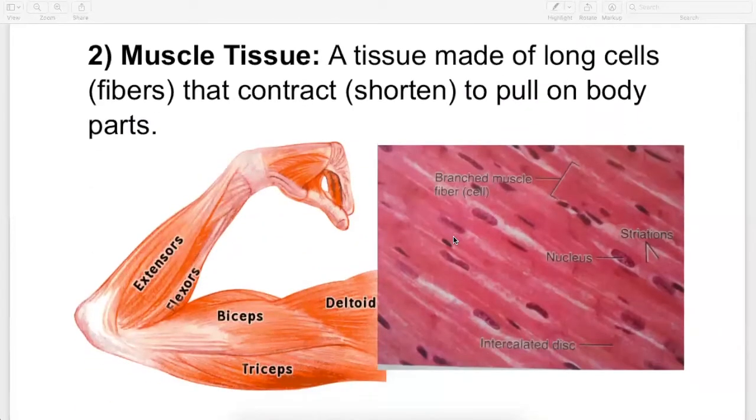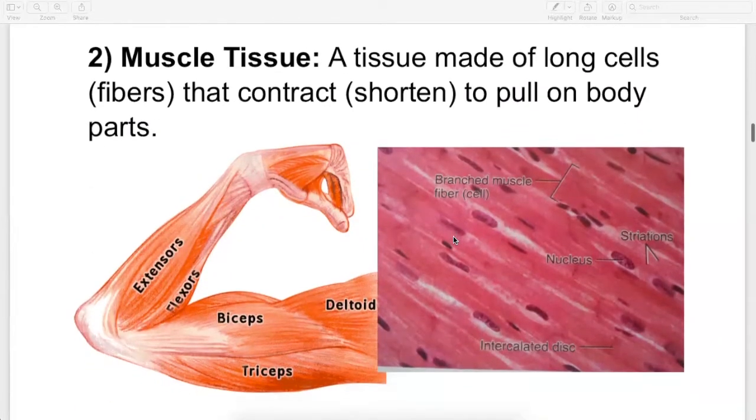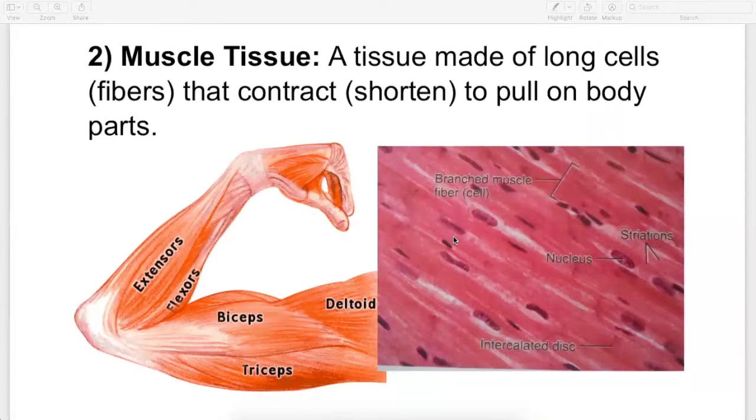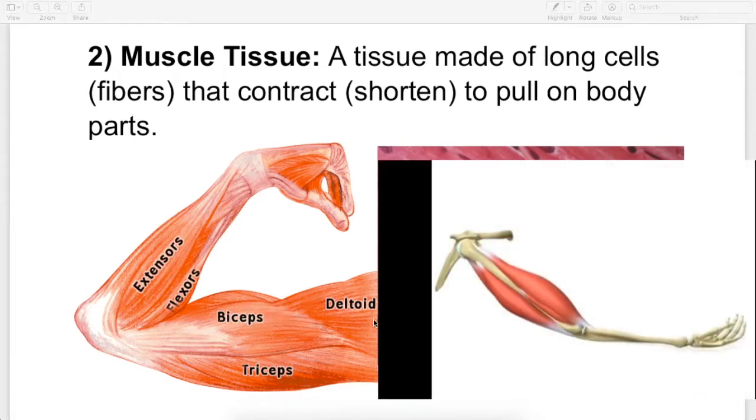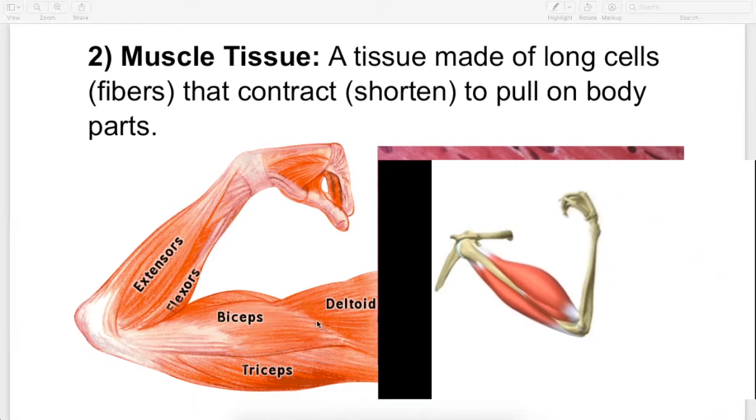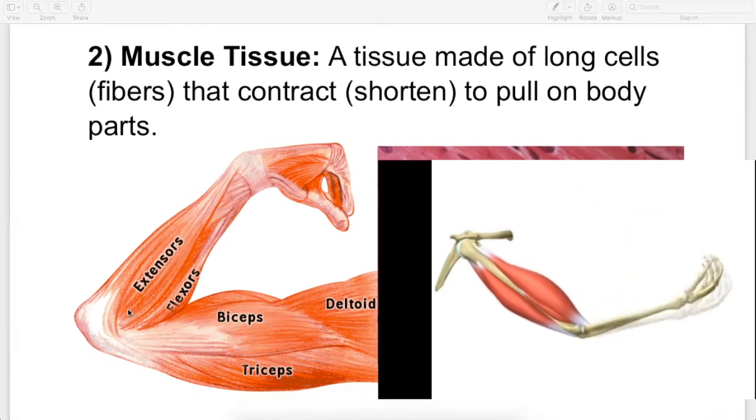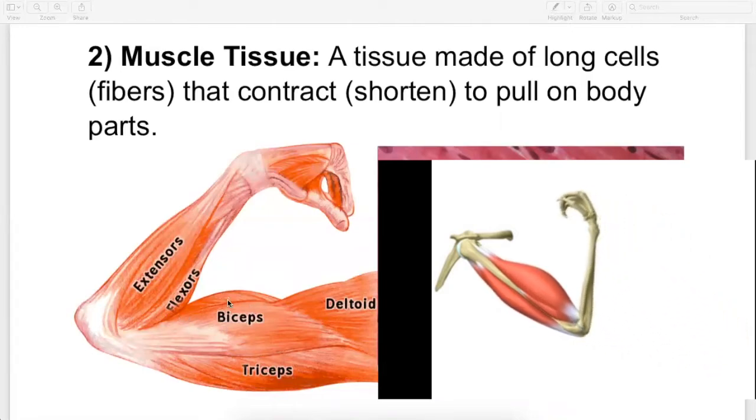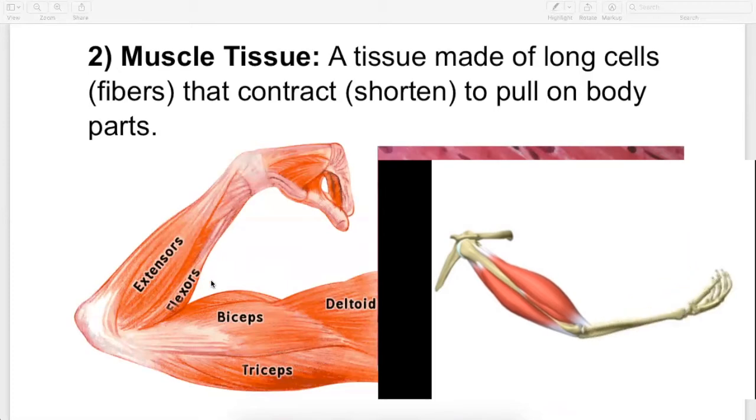Right. Muscle tissue, a tissue made up of long cells that we call fibers that contract, meaning to shorten, to pull on your body parts. So for instance, right here are your biceps. And they're attached, you can't really see it because the deltoid's in the way, but they're attached to your shoulder. They reach across your arm and attach to your forearm. So when your biceps contract, they shorten, they pull on your forearm, which lifts your forearm up.